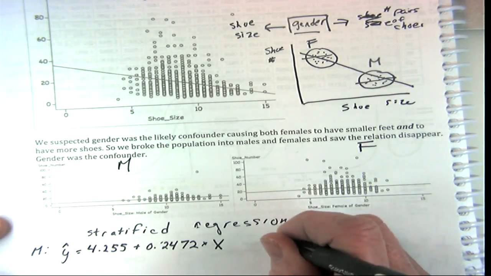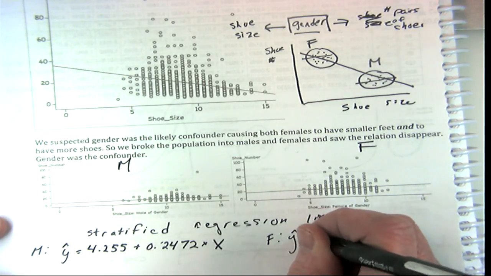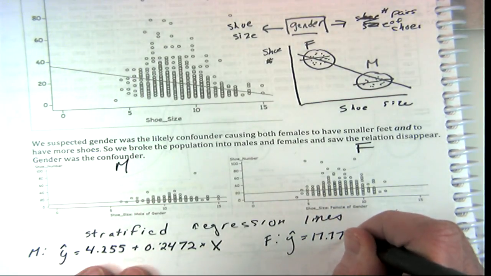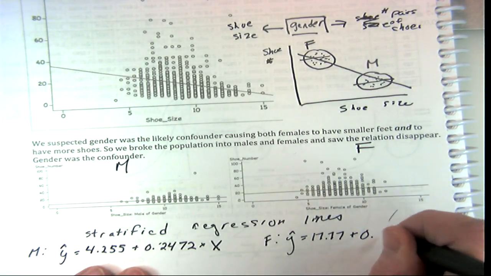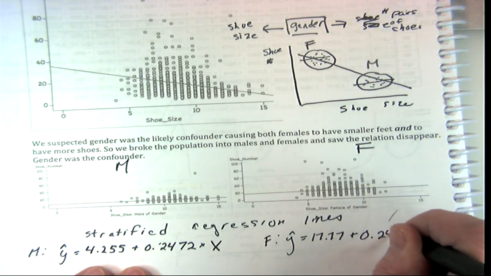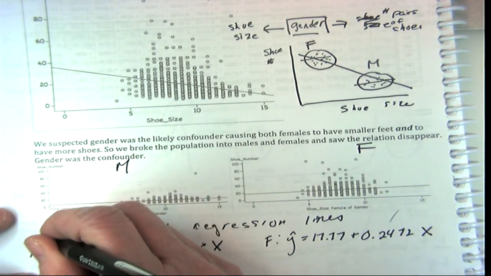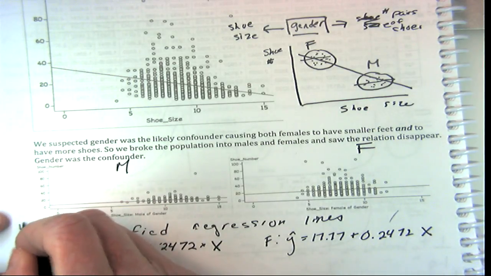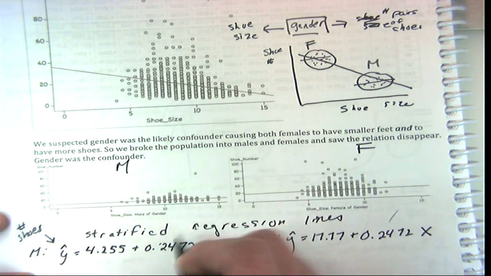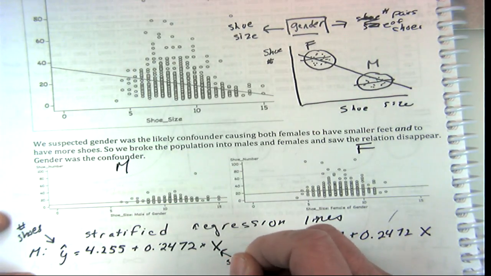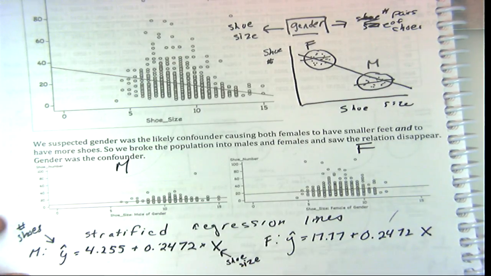And here we got for females a different intercept, a higher intercept. We got 17.77, and we have about the same slope. We force it to be exactly the same, slightly positive. Okay? So this Y, just to remind you, is what? Number of shoes. And this X is shoe size for both of them. Okay, so that's what we did. Now, any questions on that?